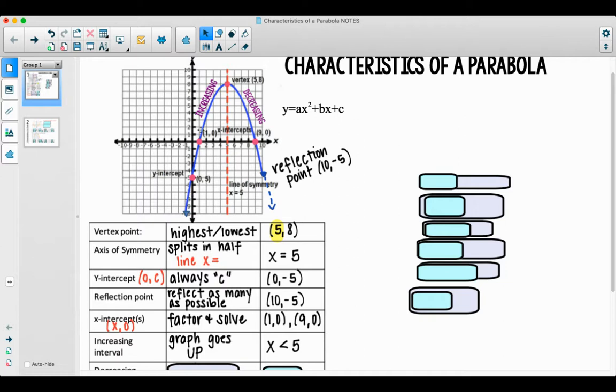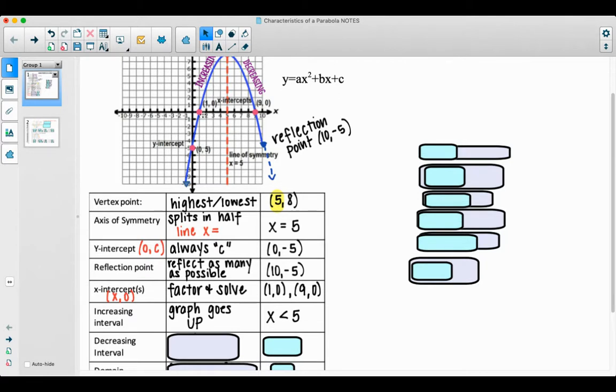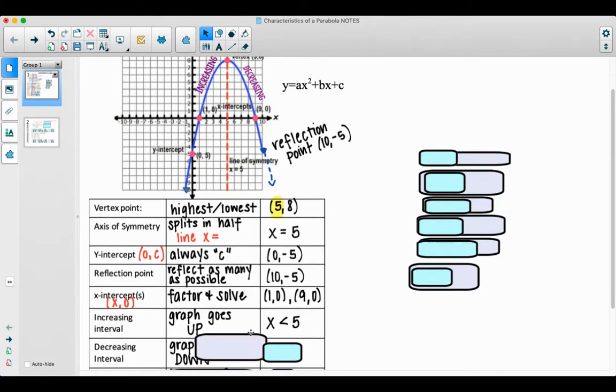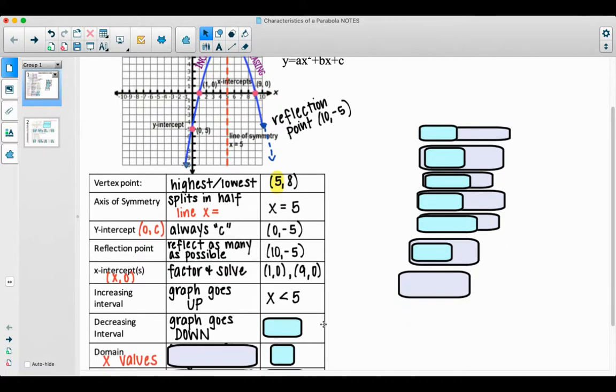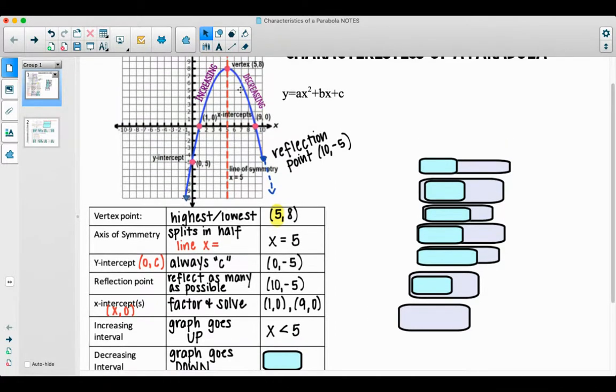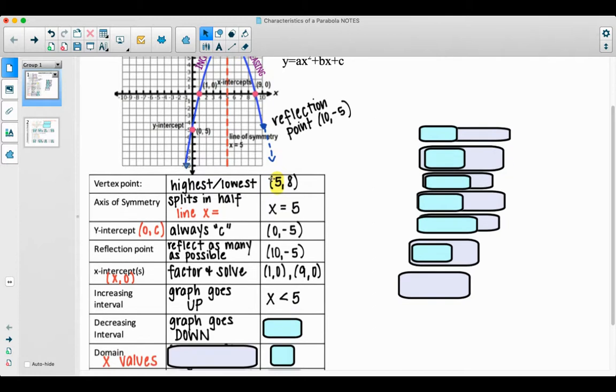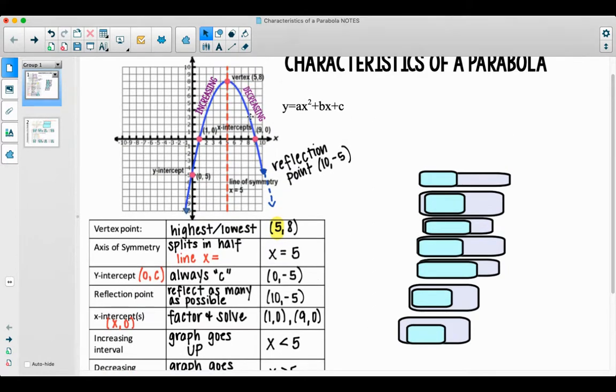We're getting closer and closer to that top of that roller coaster. The next one is a decreasing interval. Once again, an interval. It's where the graph is going downward. You're going down on that roller coaster. So here we're decreasing for all the values of x that are greater than 5. So when x is 10, we're going down, whereas when x is 0, we're going up.